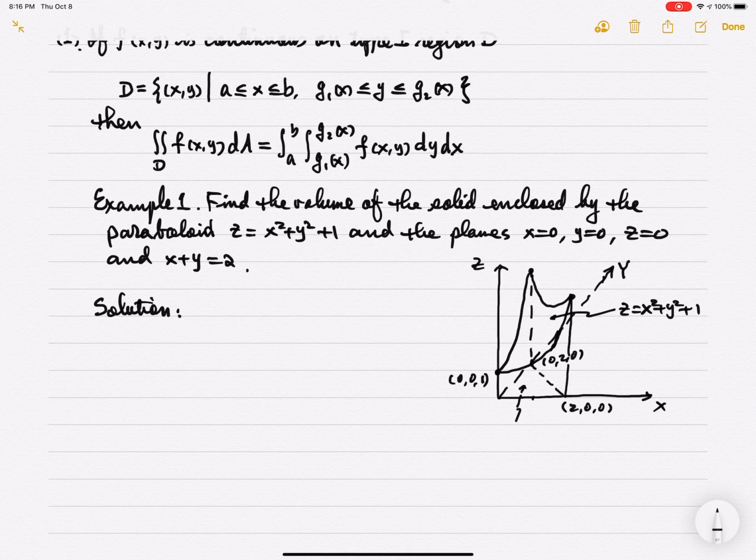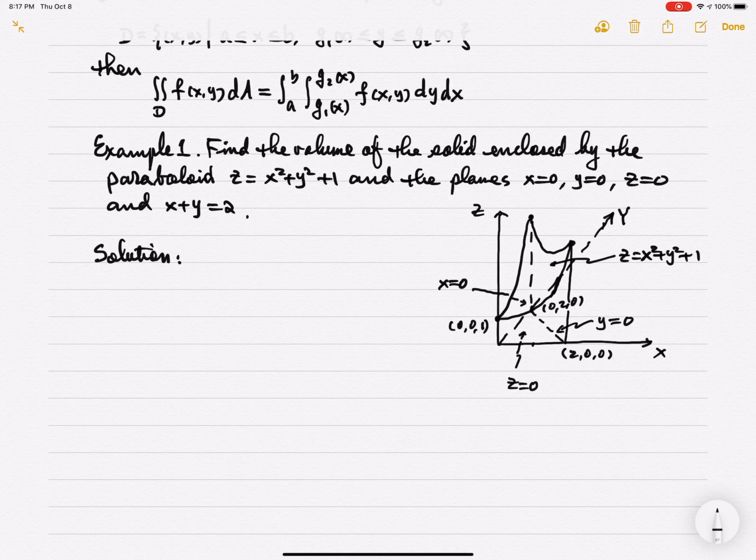The bottom one is z equals 0. And then this front one is y equals 0. And then this side, this vertical plane, is x equals 0. So this forms a solid, okay? And then if you look at the planar region, of course, it is just like this.